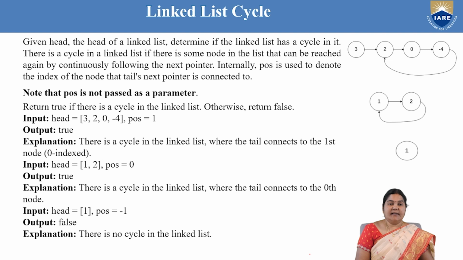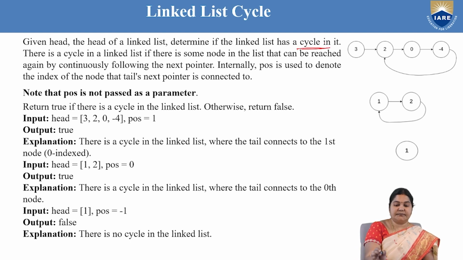Now, the second question that we are going to discuss using the slow and fast pointer approach is linked list cycle. Let us understand the question first. Given head, the head of a linked list, determine if the linked list has a cycle in it. There is a cycle in the linked list if there is some node in the list that can be reached again by continuously following the next pointer. That means you start from any point, you can reach that point again, then we'll say that it has a cycle in it.